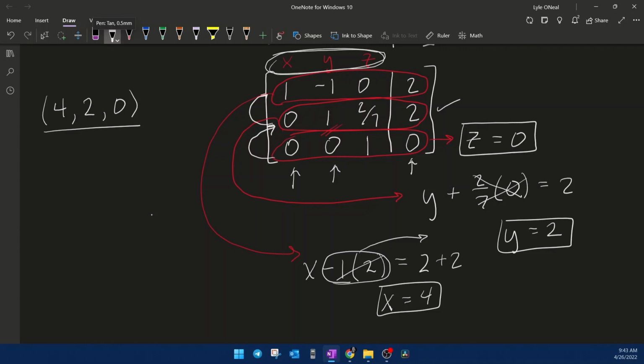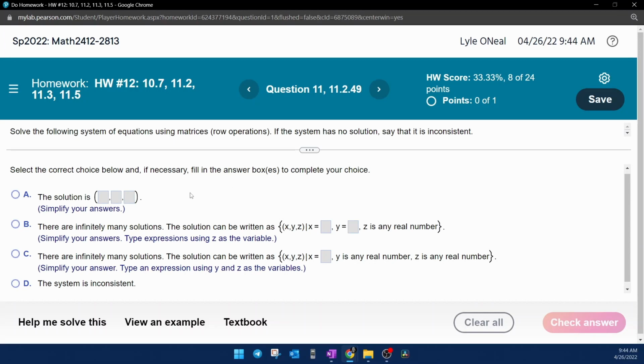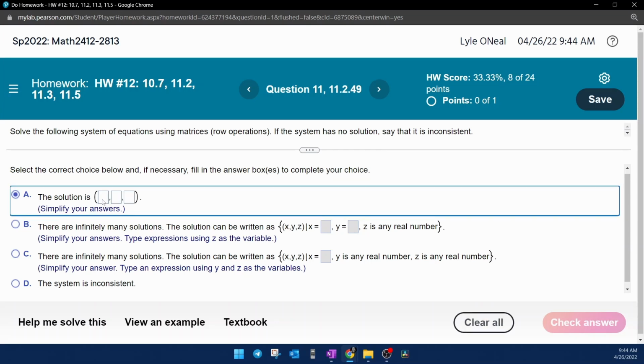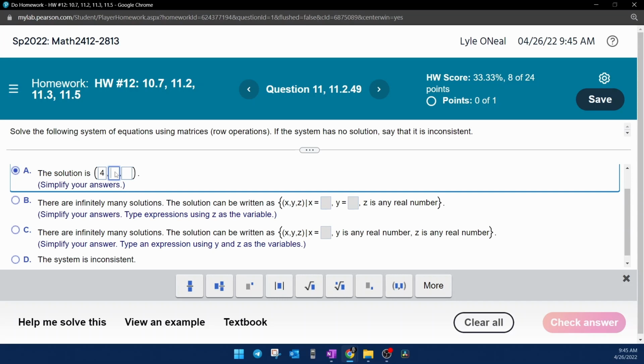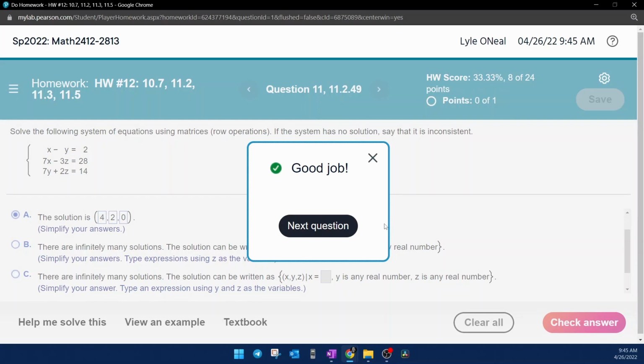And now we need to go back to our MyLab math and see how we did. And back to the MyLab math, we know that there was a solution, right? We had an ordered triple solution, so we're going to select option A, and then we're going to input the numbers that we got for a solution. 4, 2, and 0. I think there's an inside joke there if you get that, 420. And then check, and we're done.